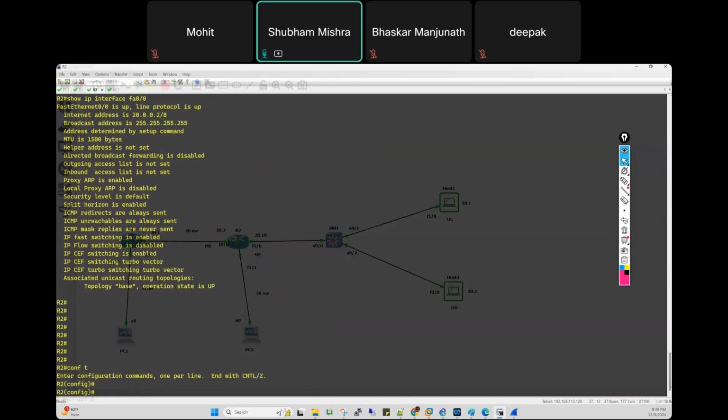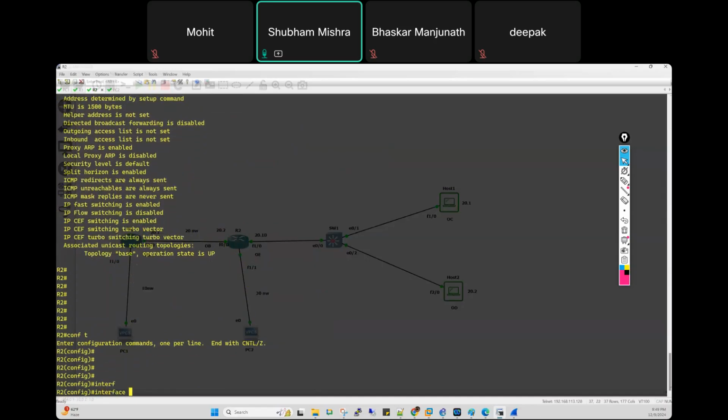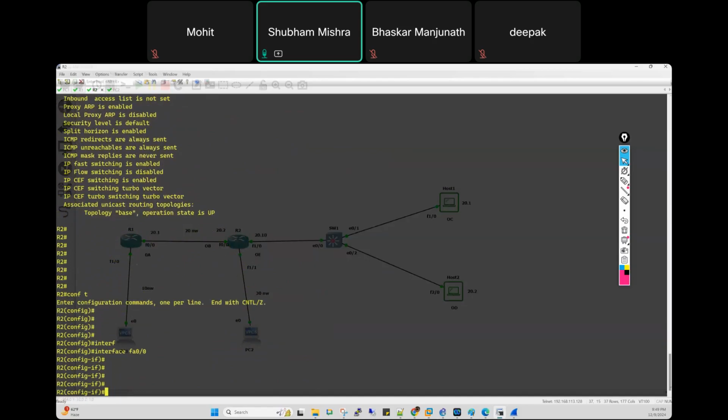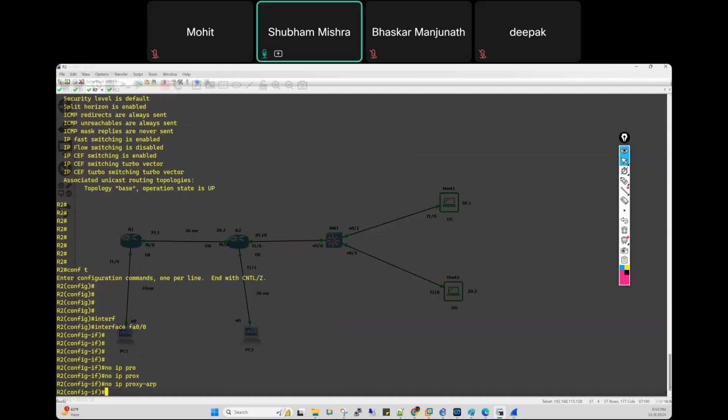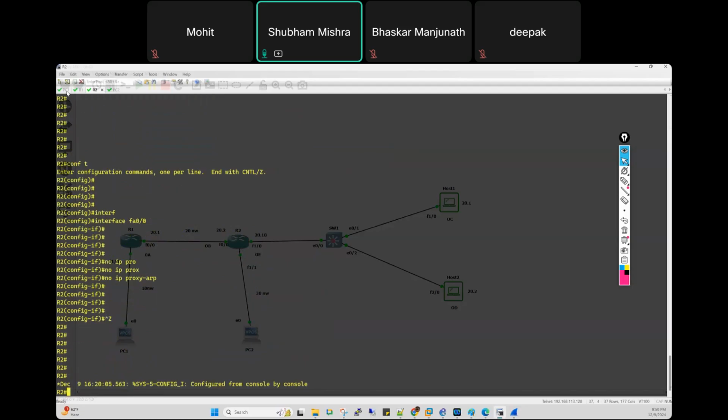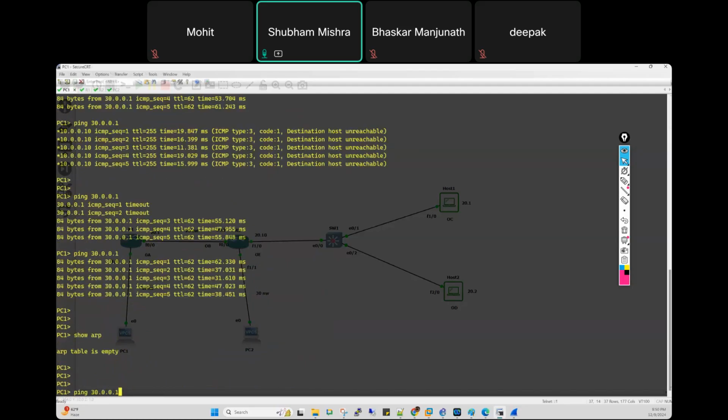Go to the global configuration mode. I am writing interface FastEthernet 0/0, and I want to disable the proxy ARP. What is the command? No ip proxy-arp. What did I do on R2? I disabled proxy ARP. Getting my point? Now I am pinging.